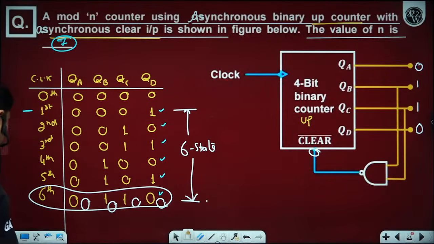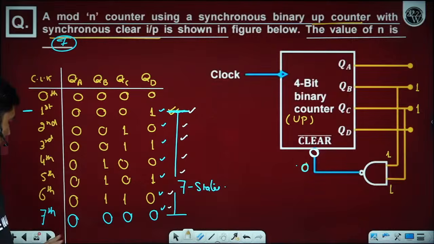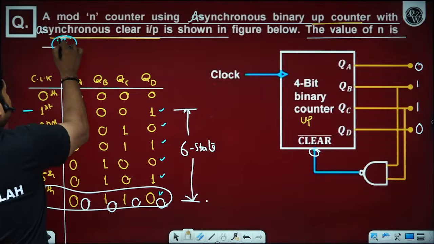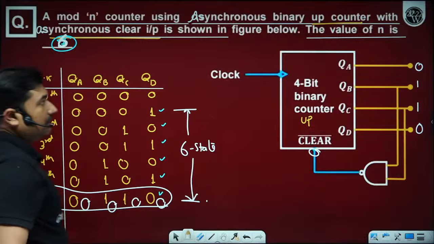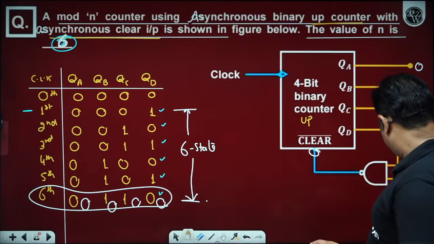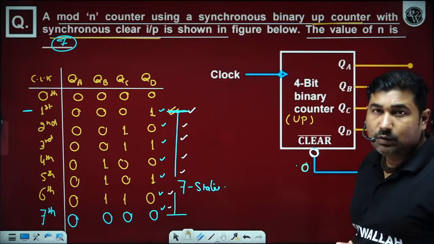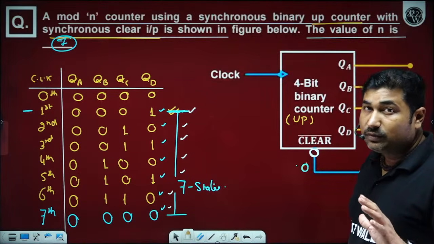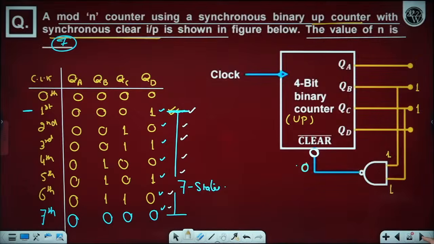Great. So I am keeping these two. Now you would have 6 states only. So the basic difference between the asynchronous clear input pin and synchronous clear input pin is this. Hoping all of you got clarity on this. Great.